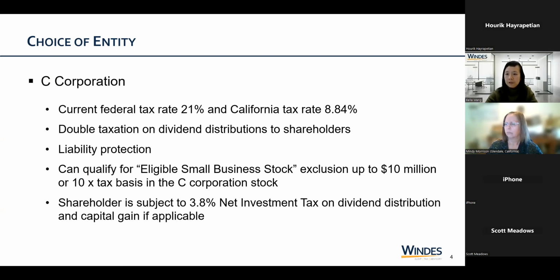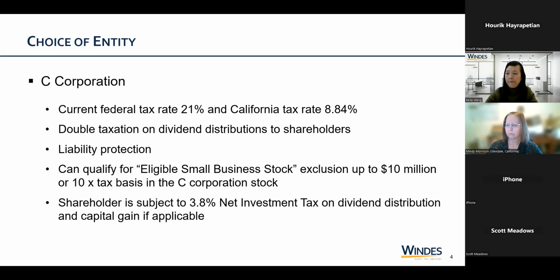For a C corporation, you do have liability protection. Because it is a separate entity, if the business gets involved in a lawsuit, the plaintiff, the person who sues you, can only go after the assets inside of the C corporation.